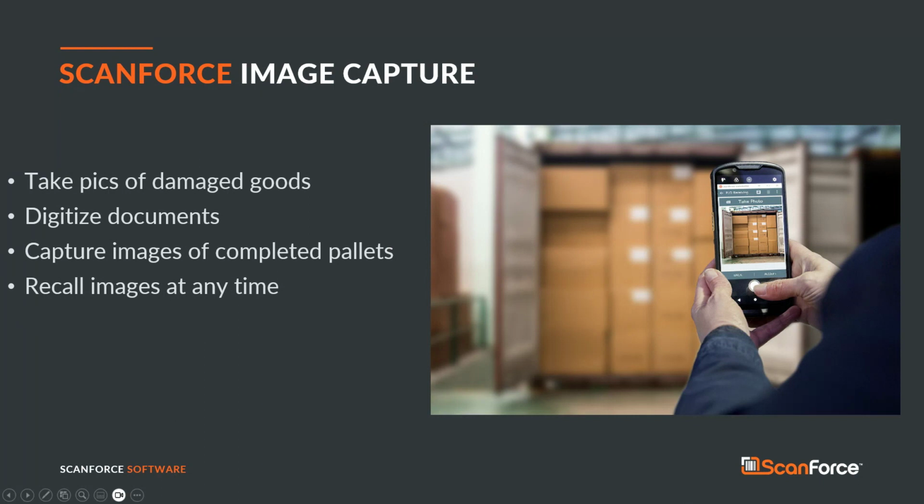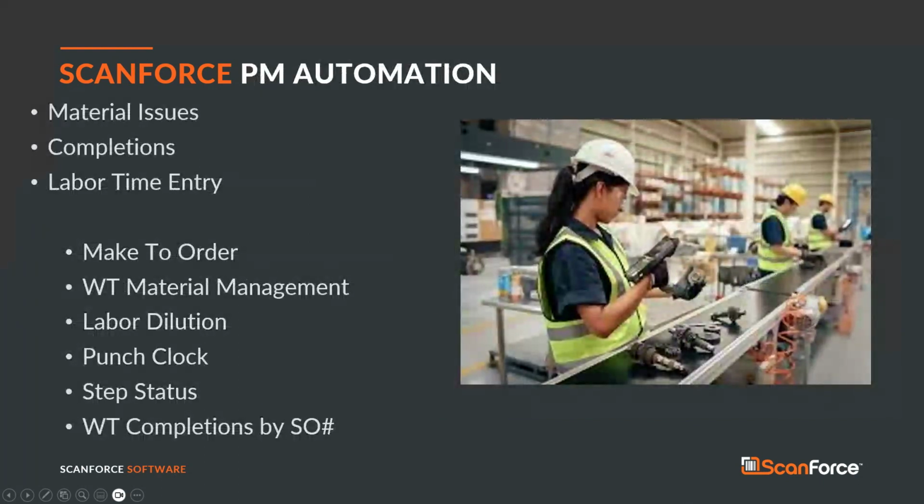Okay. Next, I told you we'd drill down a little bit more about PM. I hit the basics before. We can do material issues, all the raw materials or components that are going to go into it. We can track completions. We can track scrap. Okay? We can print labels, finished good labels for this.